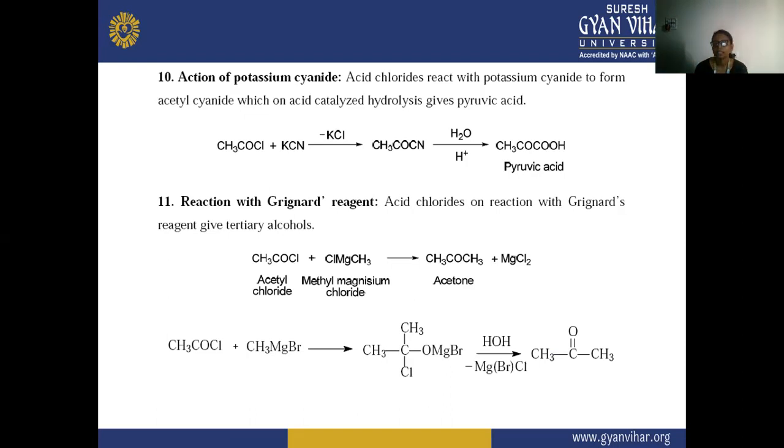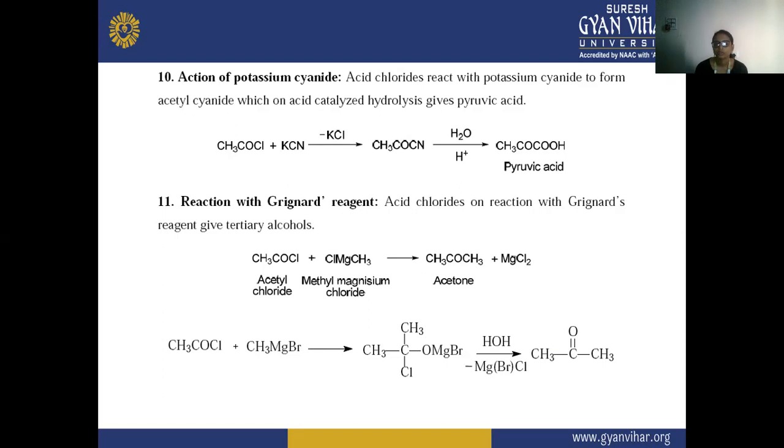So this is the reaction of the acid chloride reacting with potassium cyanide. That is why this is the 10th step, showing the action of potassium cyanide. Here the action of potassium cyanide on acid chloride forms acetyl cyanide, and this acetyl cyanide undergoes acid hydrolysis, and after the acid hydrolysis there is a formation of pyruvic acid.